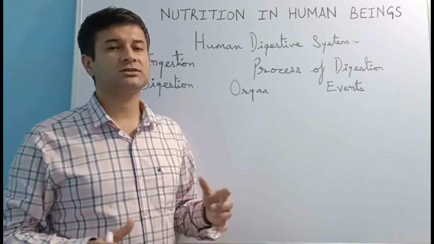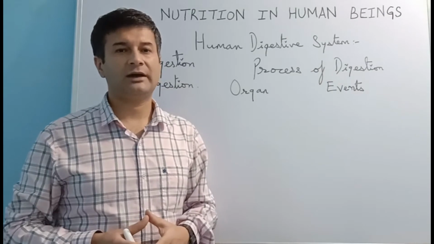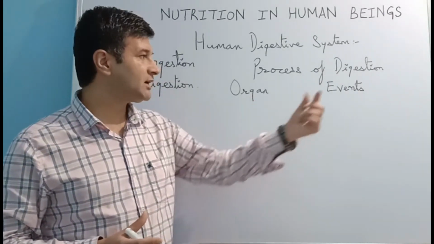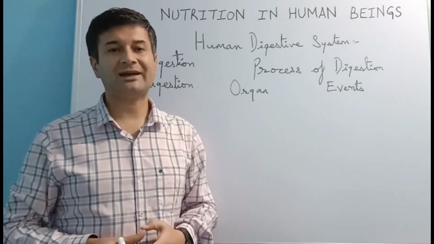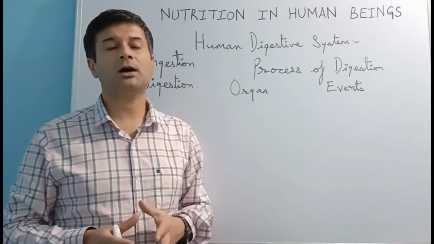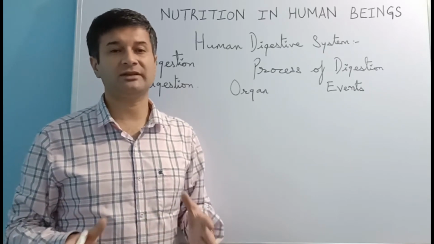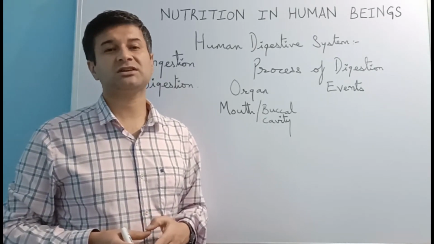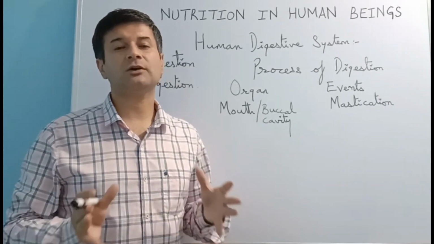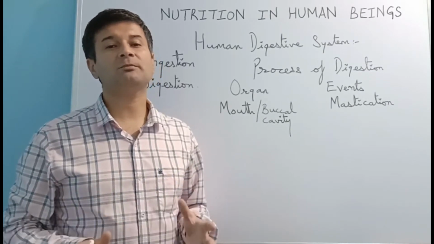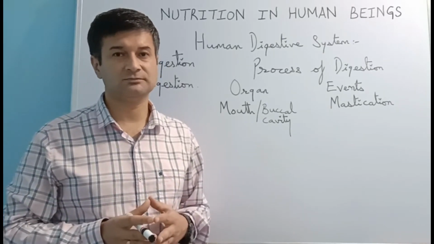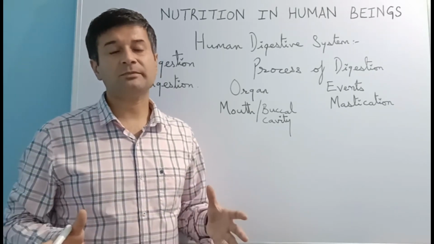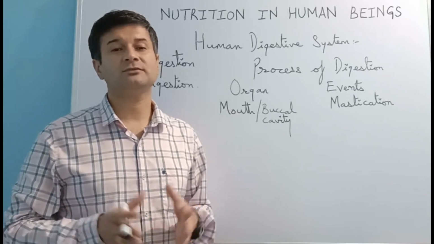Let us discuss the process of digestion and the organs involved, along with the events taking place in each organ, which help in bringing about digestion in human beings. In the mouth or buccal cavity, the food is masticated by the teeth. The process of breaking down the food into smaller particles is known as mastication. While doing so, the food is mixed with saliva secreted by the salivary glands with the help of the tongue.